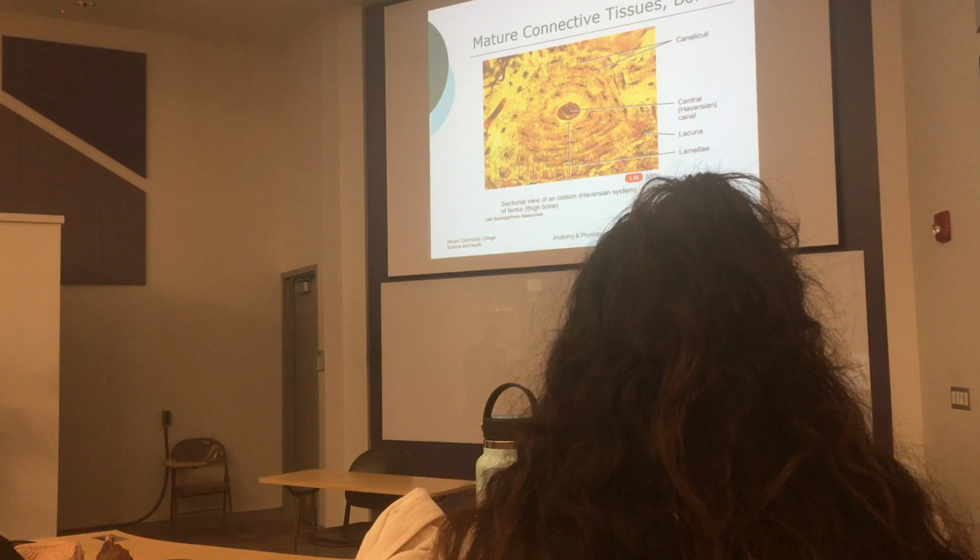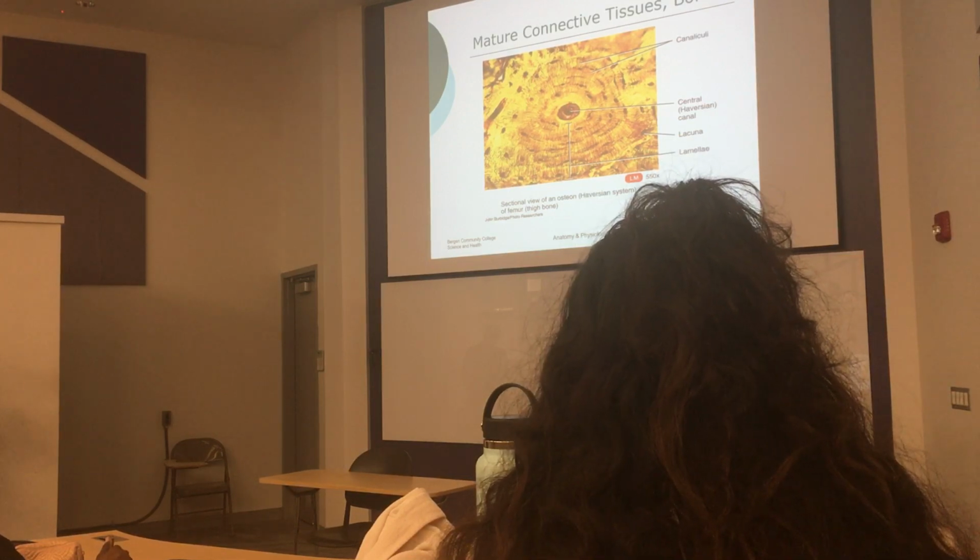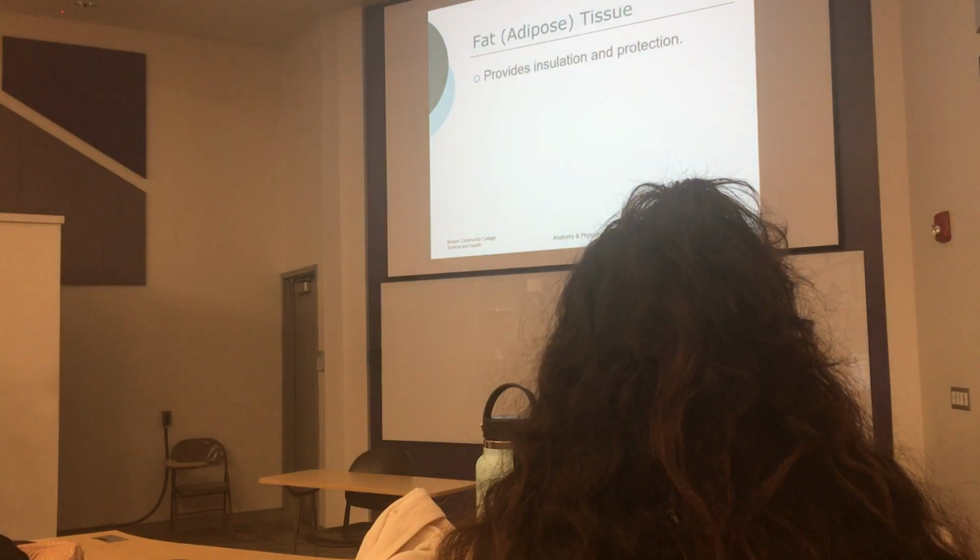So from the blood, how do we get nutrients and oxygen to these cells? Well, you've got these little cracks. They're little canals, called canaliculi. Canaliculi drain into a lacuna, which is a little lake. We'll go over that.